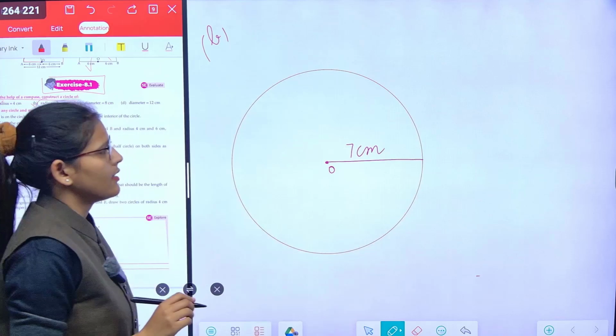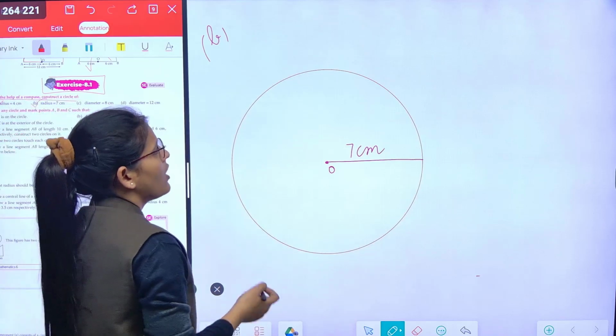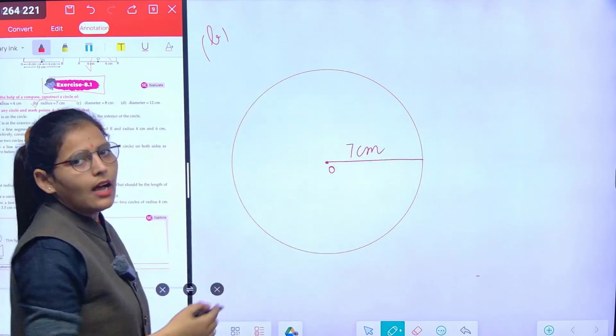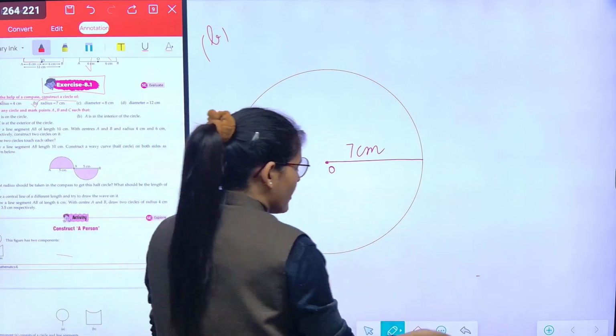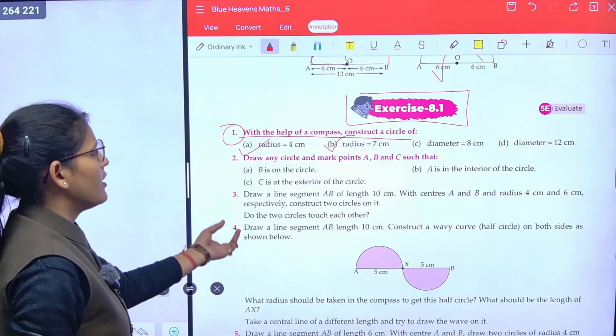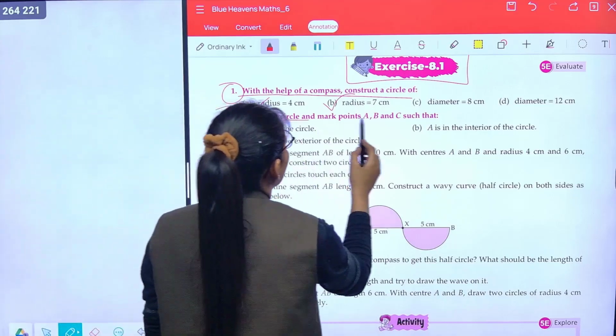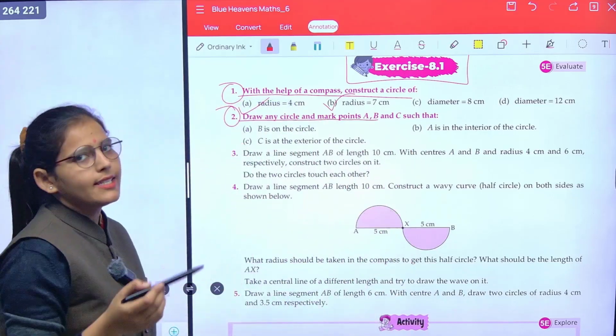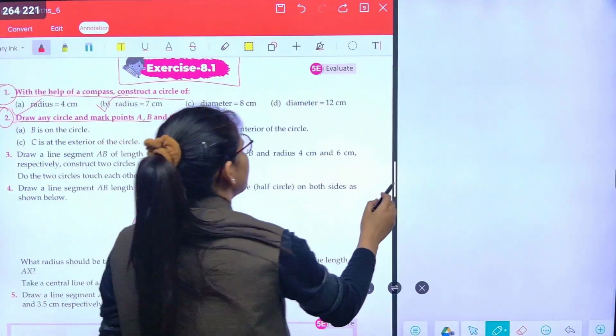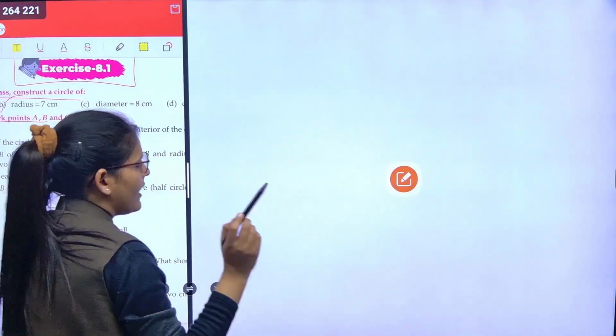Okay class? I hope you all have understood how to construct a circle. Understand class? With a different radius. Okay? Now class, rest of the parts, do yourself. Come on, question number 2. Draw any circle and mark point A, B and C such that. Let's draw any circle with any radius.